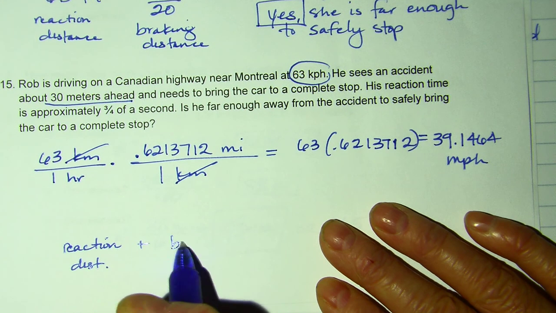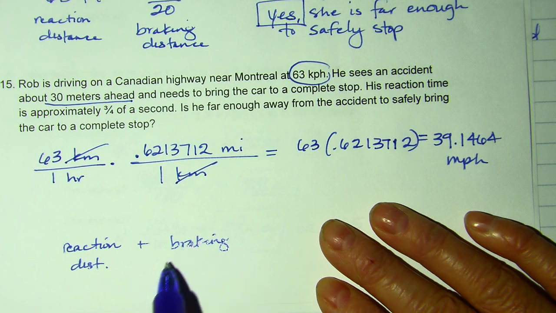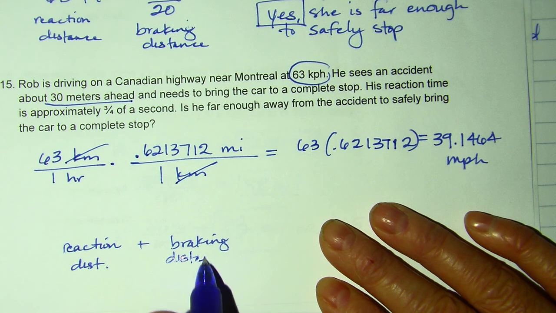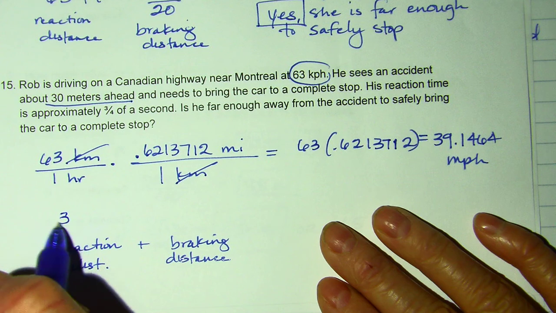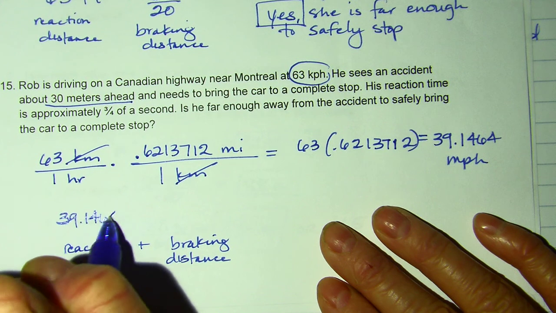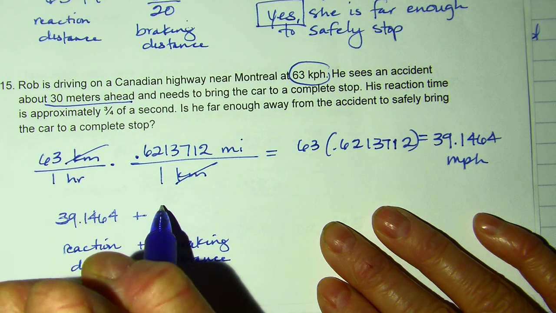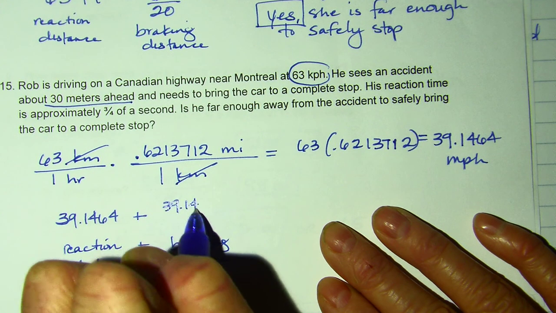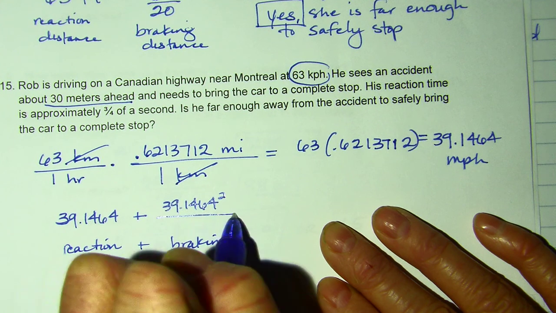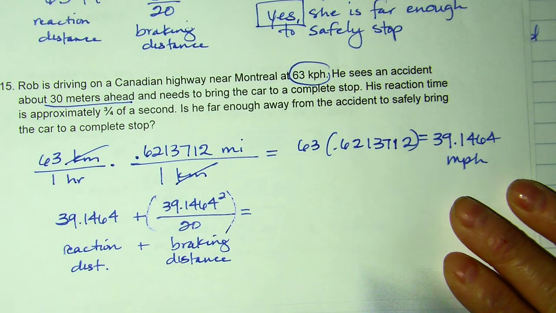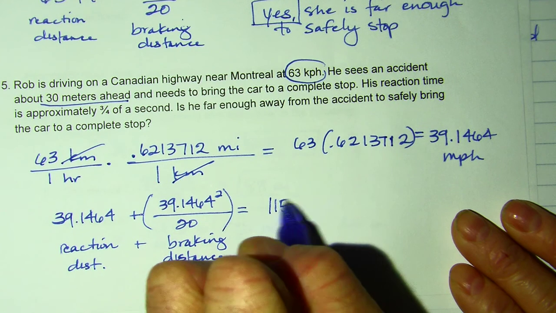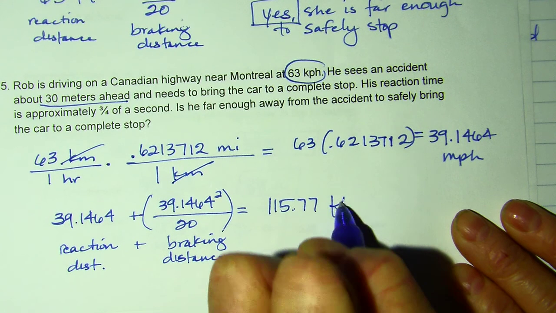So now that I have it in miles per hour, I can calculate my reaction distance plus my braking distance to give me my total. So reaction, it would be the same number of feet, so 39.1464 plus, right, I'd have to square that long number and divide it by 20 and enter that in my calculator. Make sure you put this in parentheses. And I got 115.77 feet.